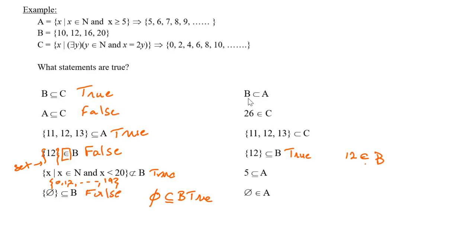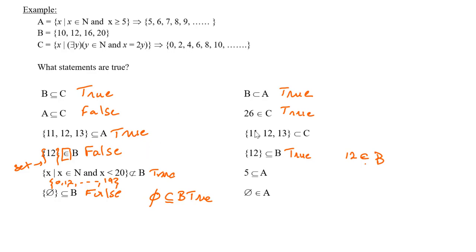How about this one? B is a proper subset of A, which means all elements of B are in A. You look at it, all elements of B are in A, and therefore it is a proper subset. True. Is the number 26 an element of C? So 26 is even and C has all the even numbers, so it's true. The number 26 is an element of the set C.